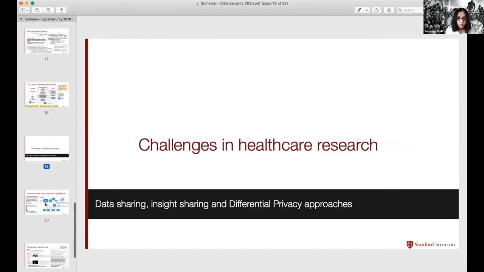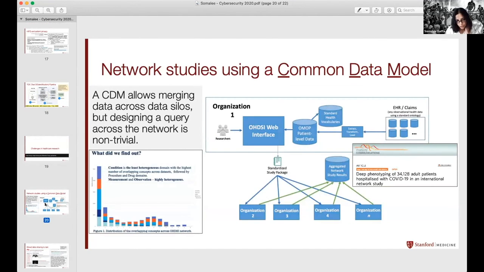So what are some of the remaining challenges in healthcare research? So one is, data exists in silos. It's exceptionally hard to share data. So one of the tricks of the trade is trying to do network studies. And this is, again, bringing us back to the common data model that I discussed before. So a common data model essentially puts your patient data in a common patient model in a common database schema is perhaps an easy way of thinking about it.